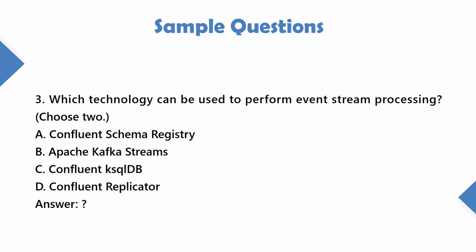3. Which technology can be used to perform event stream processing? Choose 2. A. Confluent Schema Registry. B. Apache Kafka Streams. C. Confluent KSQLDB. D. Confluent Replicator.